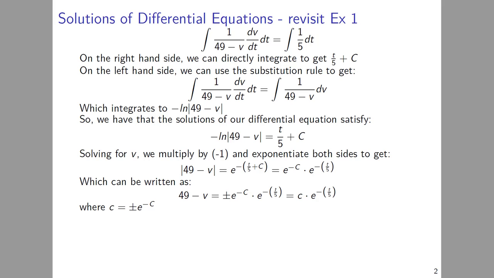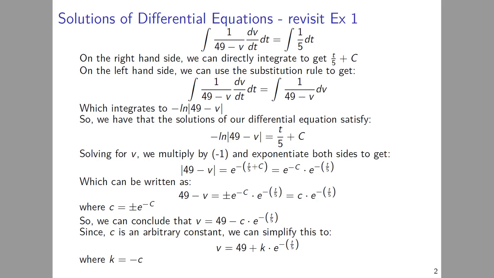And plus or minus e to the negative c is just some other constant that we'll call lowercase c. And this gives us that 49 minus v is equal to lowercase c times e to the negative t over 5. And then subtracting 49 and multiplying by -1 on both sides, we can conclude that v equals 49 minus c times e to the negative t over 5. Moreover, since c is some arbitrary constant, we can simplify this to v equals 49 plus k times e to the negative t over 5, where k is just negative c, to make our solution look a little nicer.